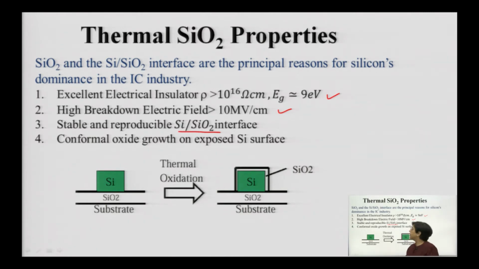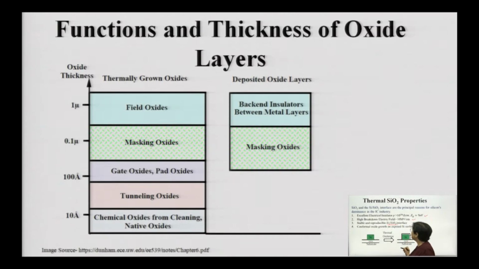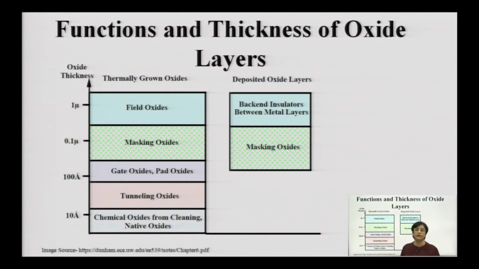The conformal oxide growth happens on the silicon, and how that happens is also a very significant and typical thing, which makes it the best and most suited oxide grown on silicon, and that is why silicon is popularly used.